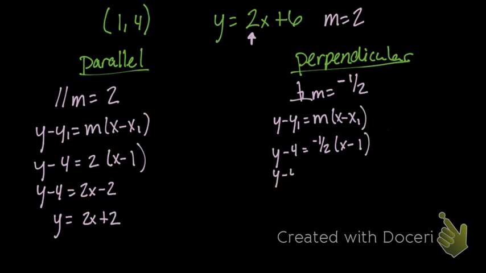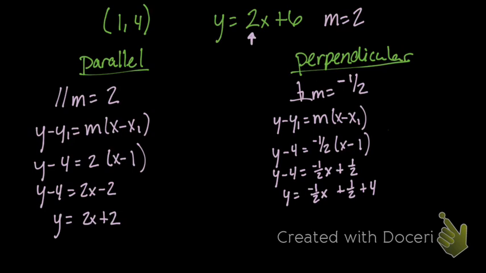Multiply through, so y minus 4 is equal to negative 1/2 x. Negative times a negative is a positive, 1 times 1/2 is positive 1/2. y is then equal to negative 1/2 x plus 1/2 plus 4. Well, I already know that's going to be 4 and 1/2, because 1/2 plus 4 is 4 and 1/2. But I want you to write this not in mixed form, but in improper form.